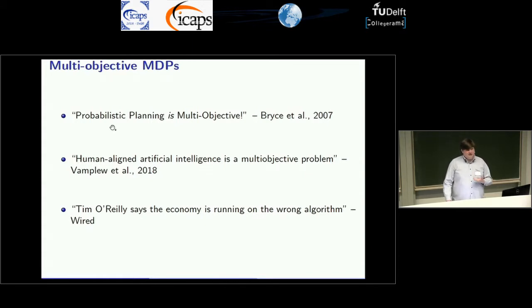That means that whenever you have some type of user and you need to align your AI to user preferences, then it's already multi-objective. And then finally, and this one I found particularly interesting, Tim O'Reilly said that the economy is running on the wrong algorithm. It says, we're just optimizing for money, and really we shouldn't. We should be optimizing for different things in parallel. And that, of course, again leads to multi-objective problems. So I hope I have convinced you that this is a very important problem.